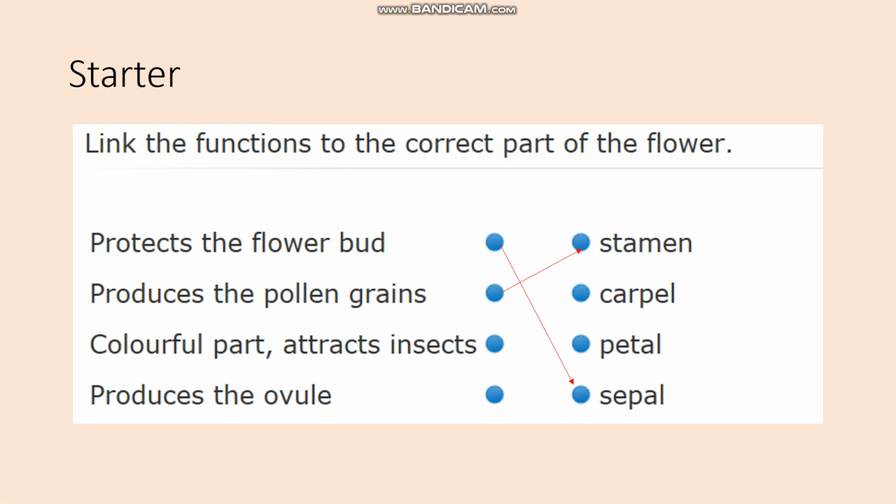Produces pollen grains. Well, if you remember, pollen is the male sex cell, equivalent to sperm in animals, and therefore produced by the male part of the flower. So do you remember how you remember that? It's stamen, men is male, so that represents the male part of the flower. Colourful part that attracts insects, hopefully you'd have no problem with that. That would be the petals. And finally, produces the ovule or eggs, the female sex cell. That would be the carpel.